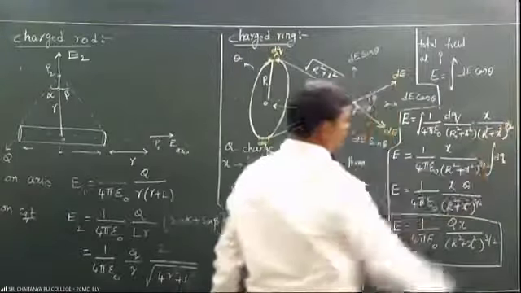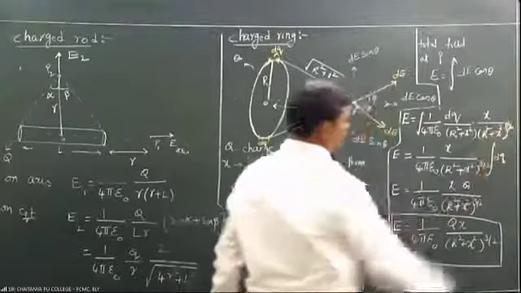Where is this maximum? That is maximum at R by root 2. On this side, towards the left, if you consider vector notation, this vector is in this direction, meaning negative. So on the negative side it comes like this, at R by root 2, negative side, E max. So this graph is important.